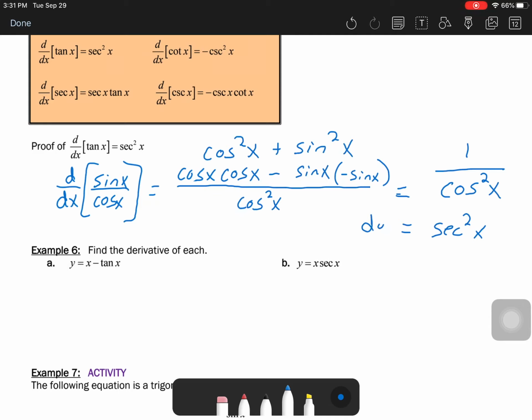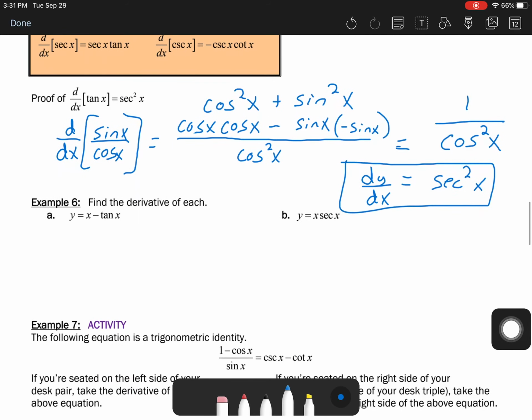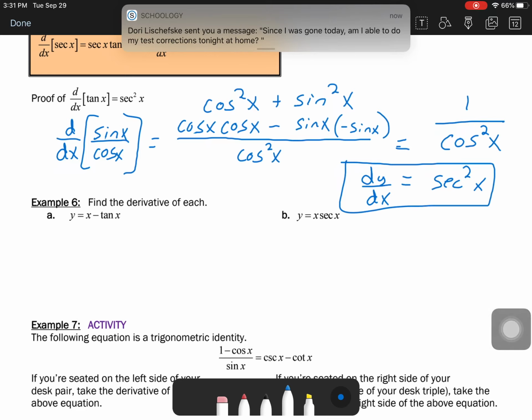So our derivative of y with respect to x would be the same as secant squared. So that's the proof of that one. And you could do secant in a similar way if you set that one up as its ratio identity, which would be 1 over cosine, and then using a quotient rule, I think we could come up with that value when we do our derivative. Same with the others. Okay.